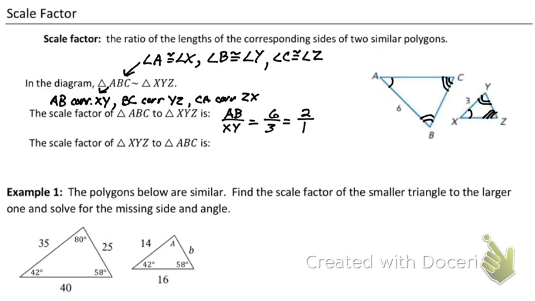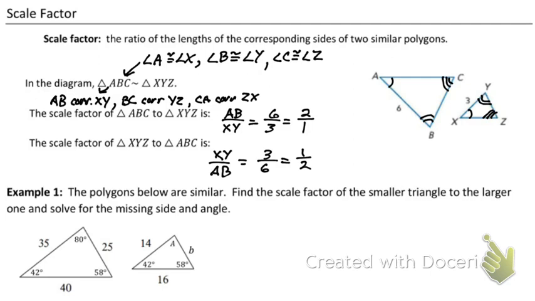This one says go the opposite direction. What's the scale factor of your small to your big? You're just going to flip it to XY over AB, which is then going to equal 3 over 6, which is then going to equal 1 over 2. Those are our scale factors. And that's going to be the most important part of this unit, getting scale factors and understanding what they do.